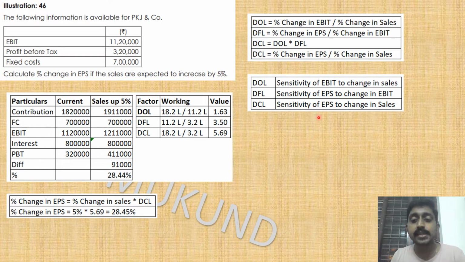You may get this in an objective type question also. So please look at this formula and this sensitivity and this problem also very clearly. You will get objective questions as well as some 3 marks problems also. So good. Let's go for the next problem.